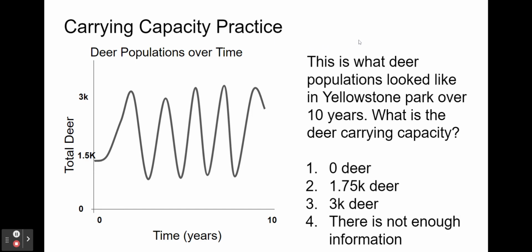So here's how I solve this. I extend my horizontal line in the middle of all the fluctuations. Imagine to yourself where that would be. Here it is. I stretch that horizontal line all the way to the y-axis. It hits there, 1.75 thousand deer. That's my approximate carrying capacity.